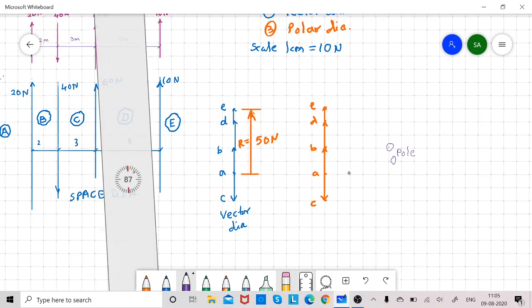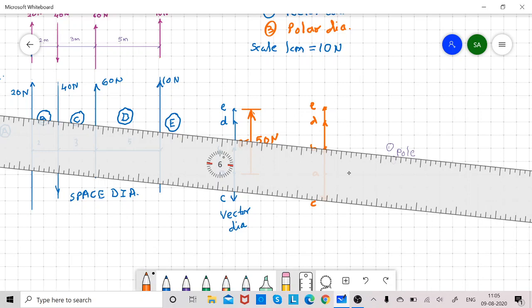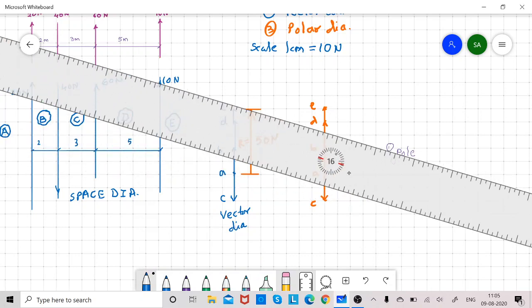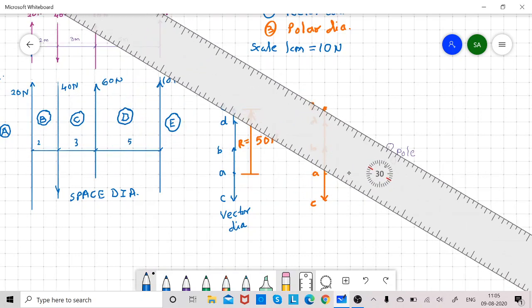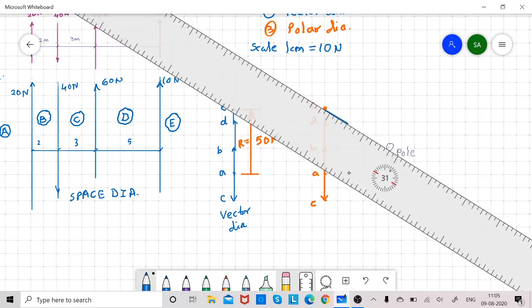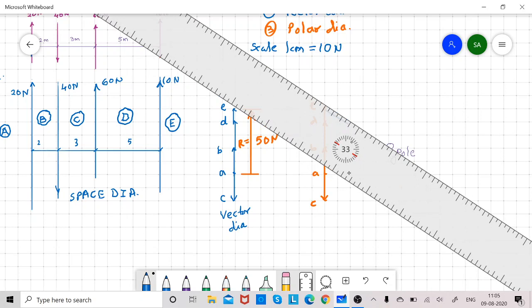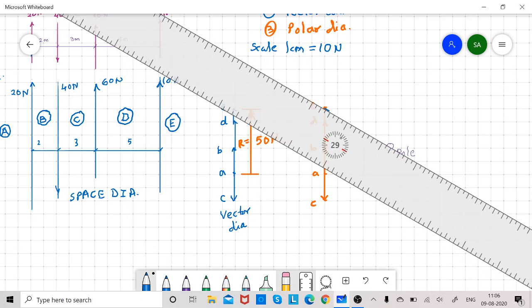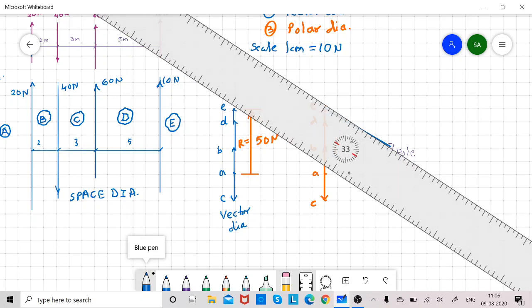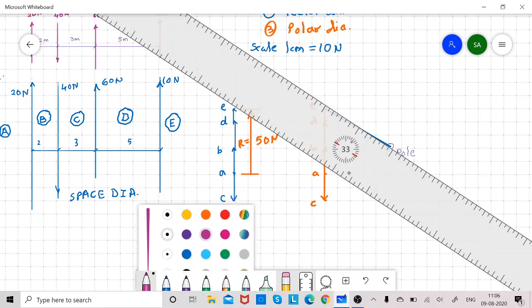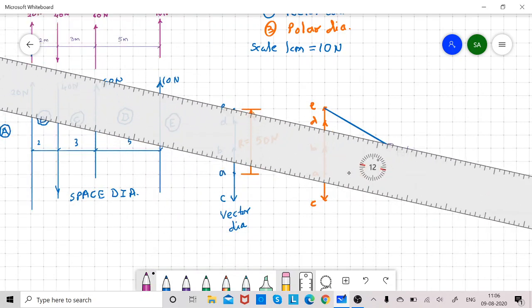Join this pole to all the points on this diagram one by one. So I am joining one by one all the points to this pole. I am purposely using different colors so that you will understand it better.